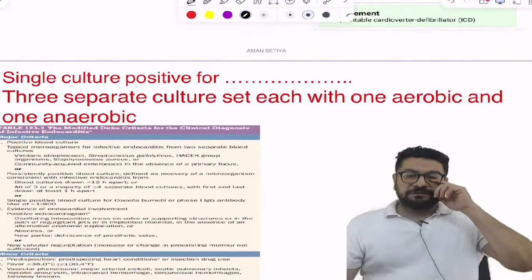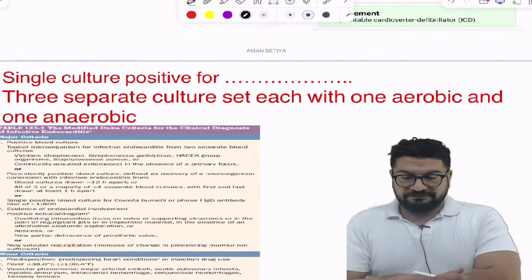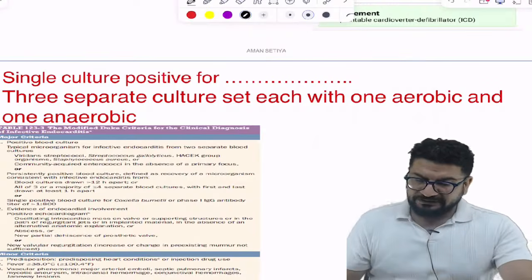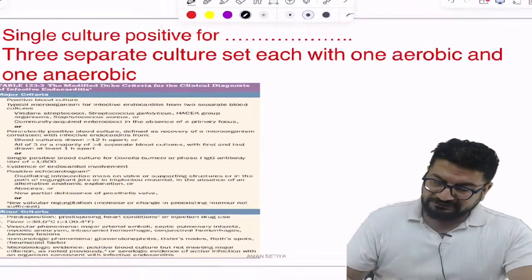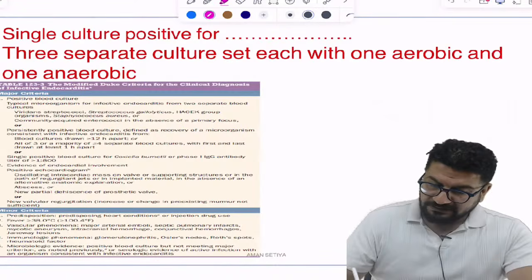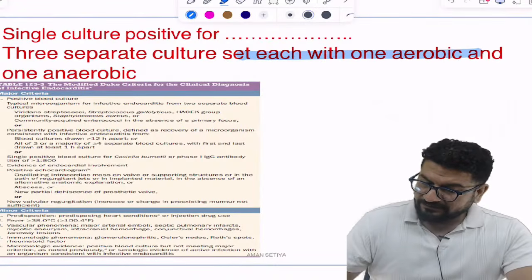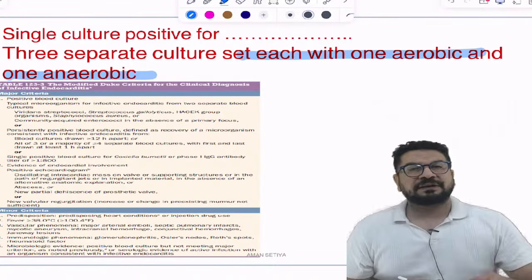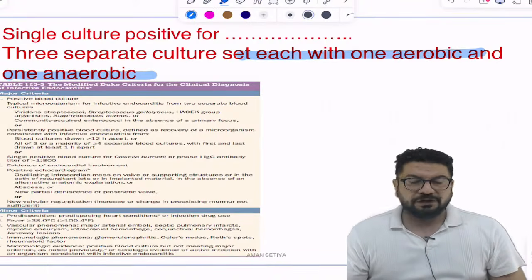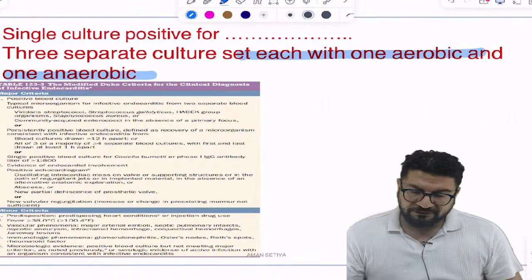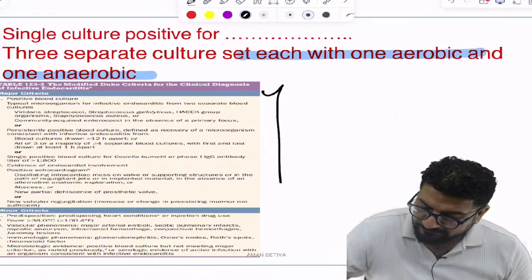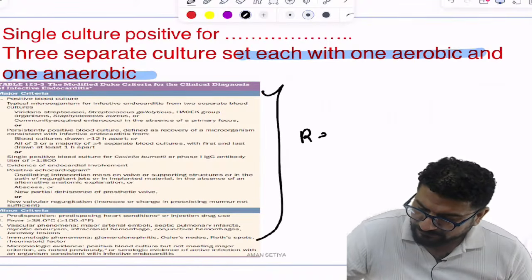Now coming to endocarditis, what they ask you: single culture positive for certain bacteria. So how many cultures do we need? We need 3 separate cultures, each with aerobic and anaerobic bottles. And now they ask you the question, how do we make a diagnosis? So we have Duke's criteria. What do we call this? We call this the revised Duke's criteria.